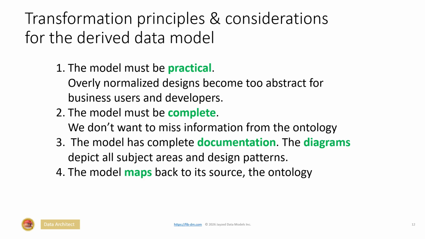Some of the principles that underlie the FIBDM and considerations. The model must be practical. It must be complete. We do not want to miss any information from the ontology, and it is really comprehensive. So everything in the FIBO is available as entity properties in the data model. And the model maps back to its source, the ontology. For every entity, we have a URI that points to the FIBO class.